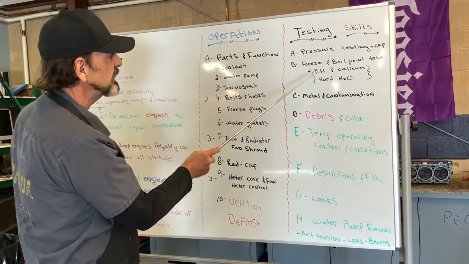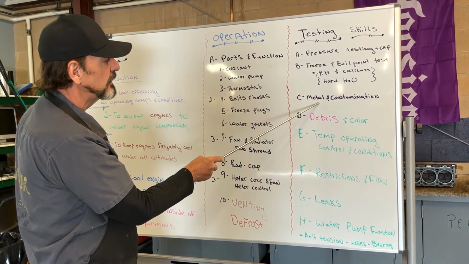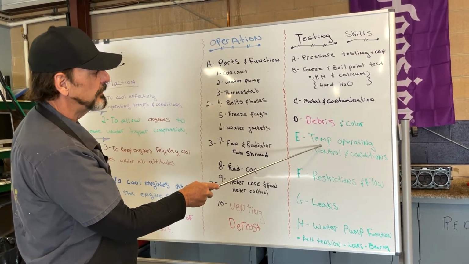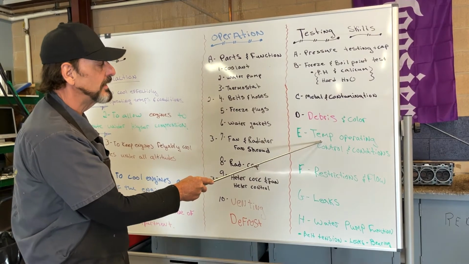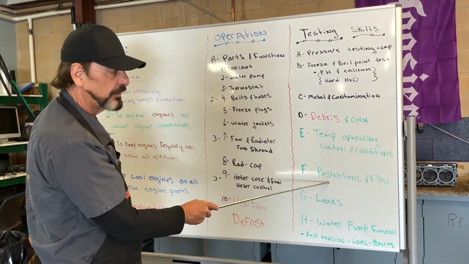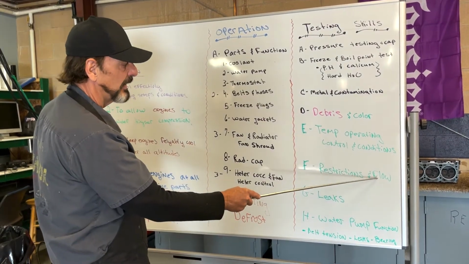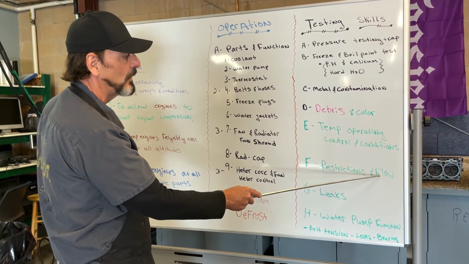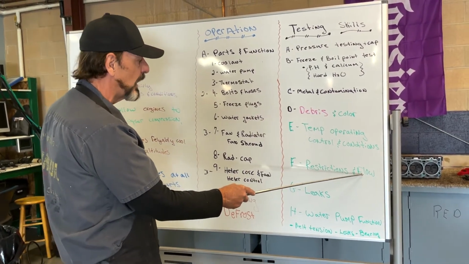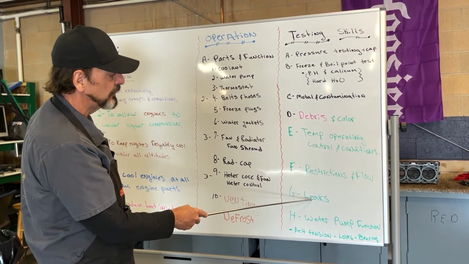Again, pressure testing, freeze point, boiling point testing, contamination of metal, debris, and color, temperature and operating control conditions. Is that temperature consistent throughout the engine? Restriction and the flow of coolant. Is it flowing because the belt's tight enough? Because the water pump has no air in it? Because the water pump is working properly? Is the radiator plugged? Do we have any internal, external leaks?